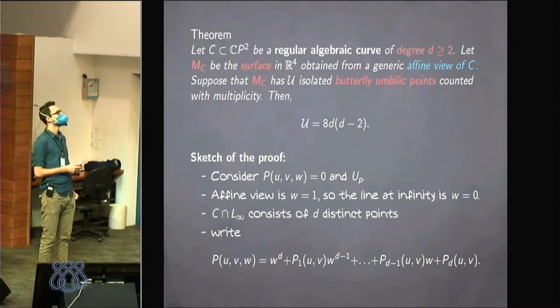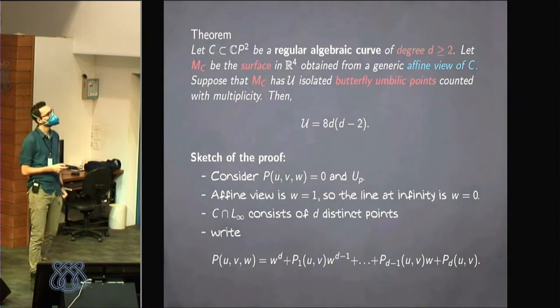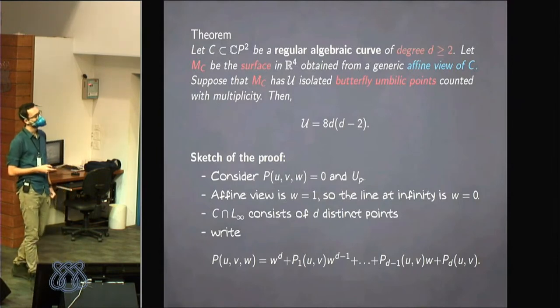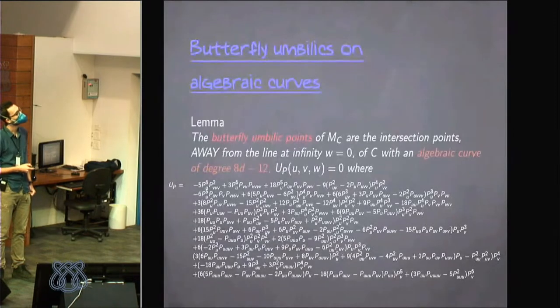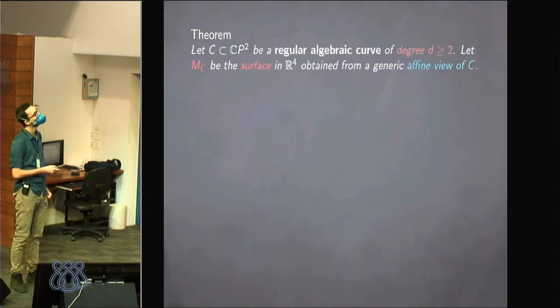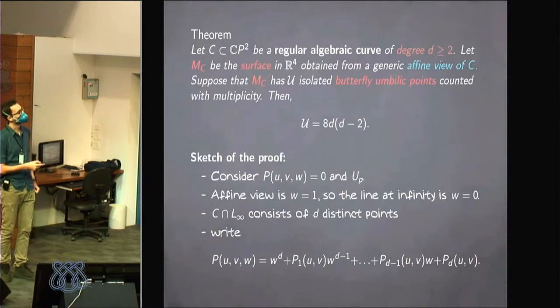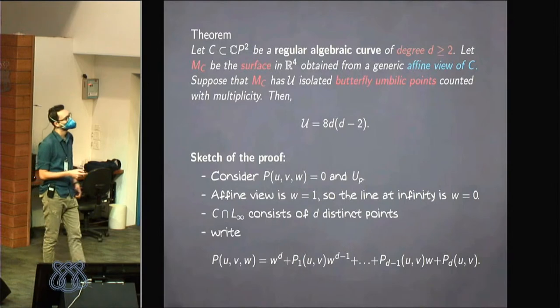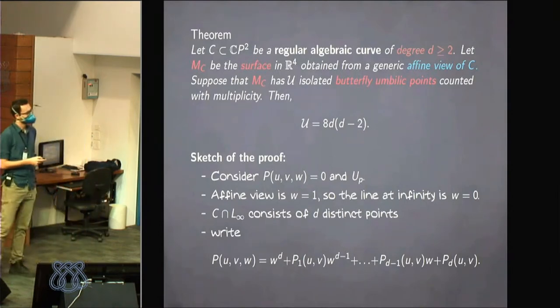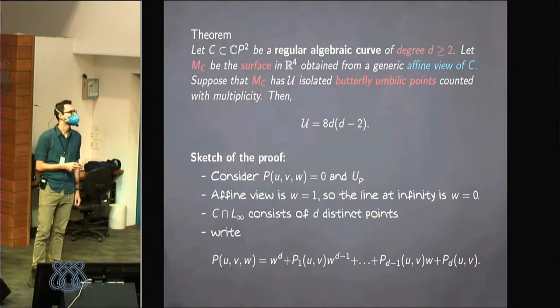Let's consider here our curve and UP associated with this curve. Remember, UP is this big algebraic curve. Okay. And let's look at the affine view of the curve. The affine view here is considered W equal 1, so the line at infinity is W equals 0. We intersect the curve C with the line at infinity.